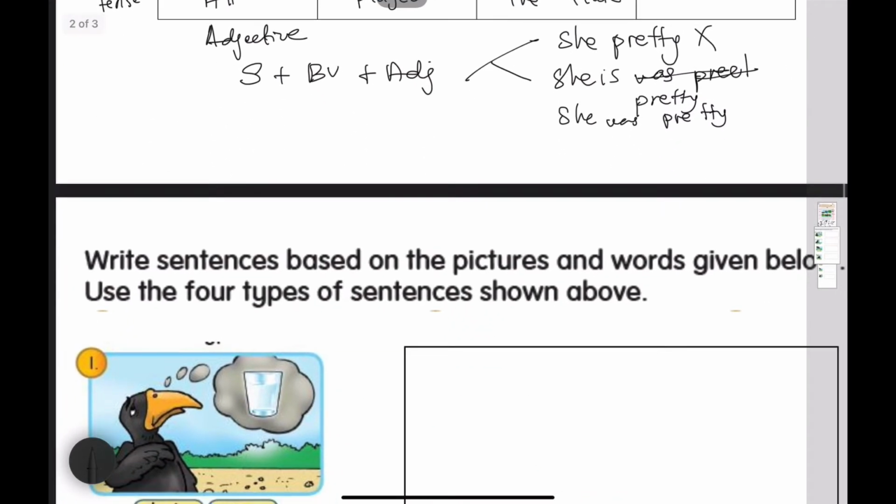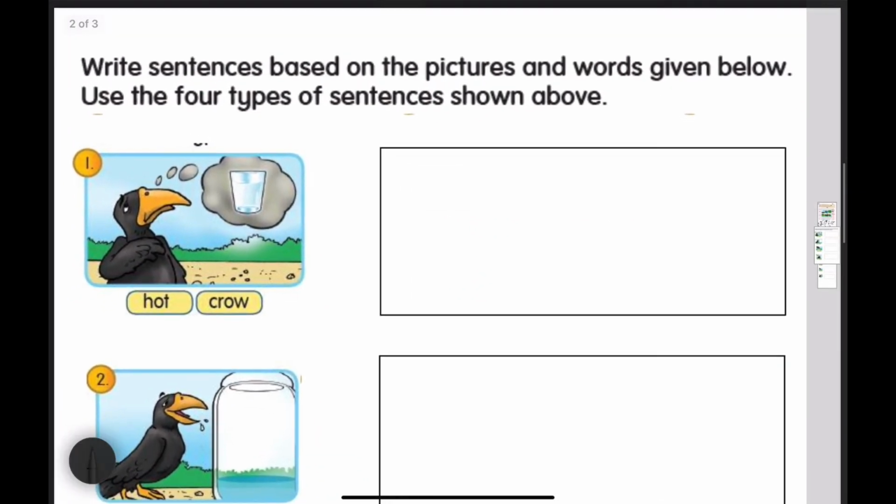Okay, now moving on to your exercise for today. Write sentences based on the pictures and words given below. Use the 4 types of sentences shown above. I don't really show the pictures of the sentences because it's in your textbook. Okay.